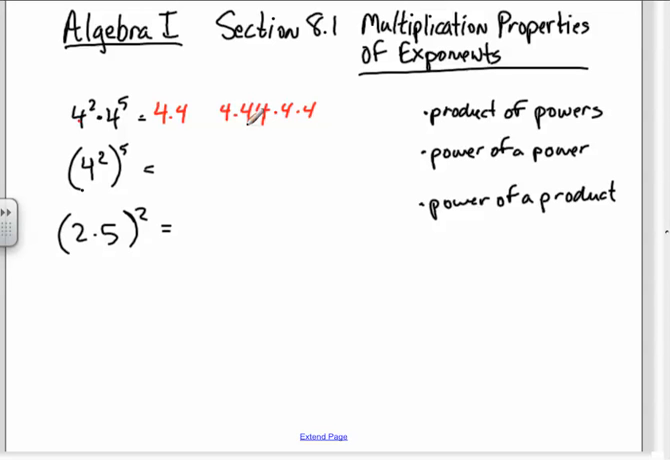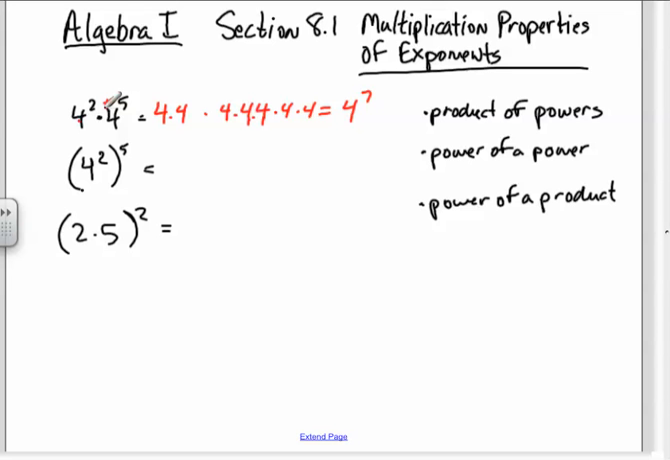Okay? And remember, it was 4 squared times 4 to the 5th. You can see it's really not two separate items being multiplied, but one big multiplication problem, and it's 4 to the 7th. So the rule here is that when I have like bases, and in this case I have 4 as the base, and they're the same, all I have to do is add the exponents. 2 plus 5 gives me 7.